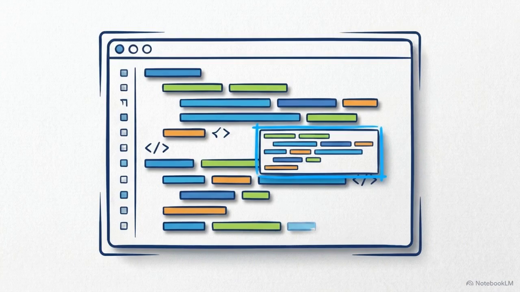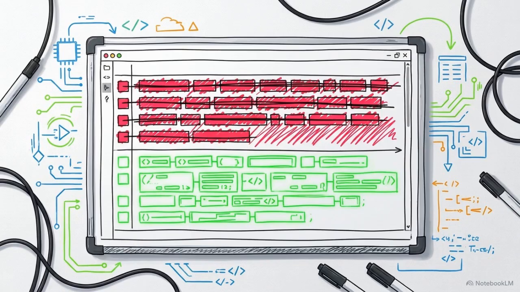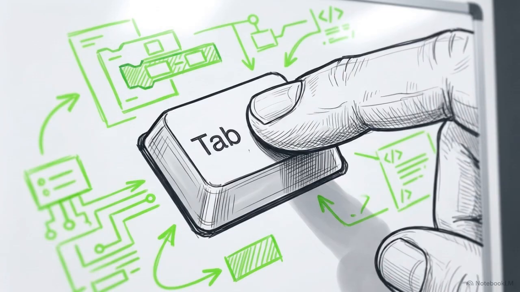Next, try inline editing. Highlight a different function that needs to be refactored. Press Ctrl-I or Command-I. Give it a direct instruction, like convert this to async await and add error handling. The AI generates the modifications as a diff view directly inside your editor window. Review the red and green changes and simply press Tab to accept the new code.